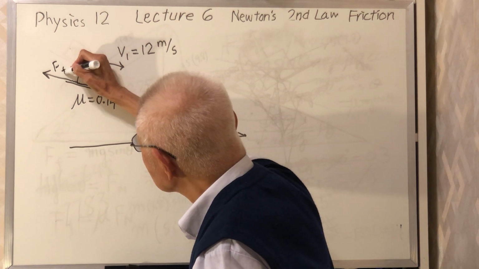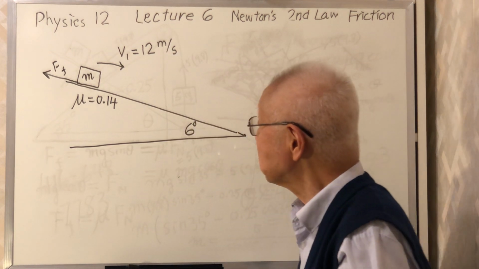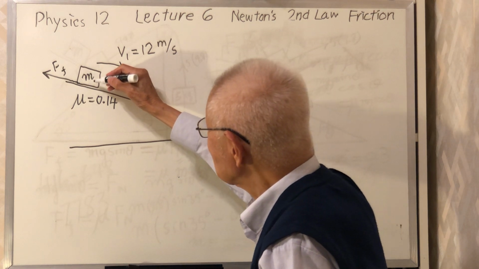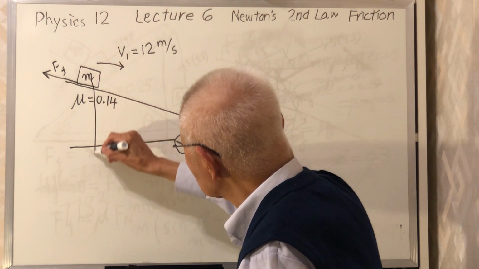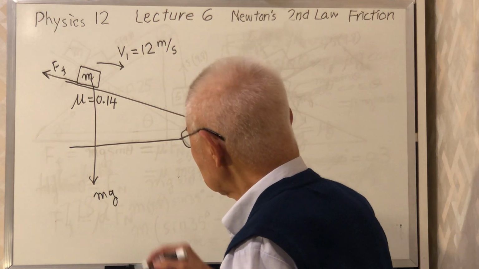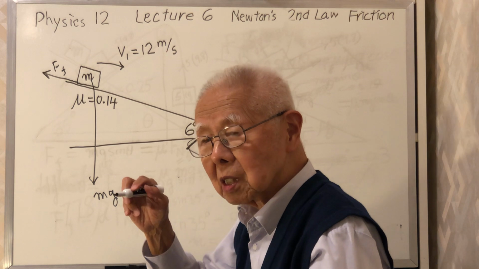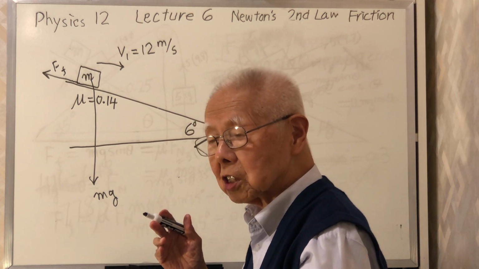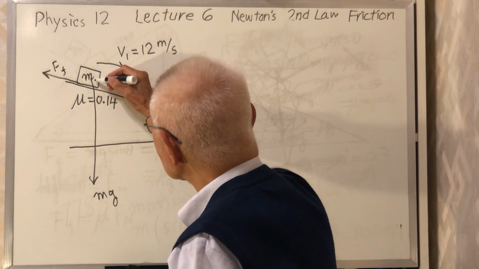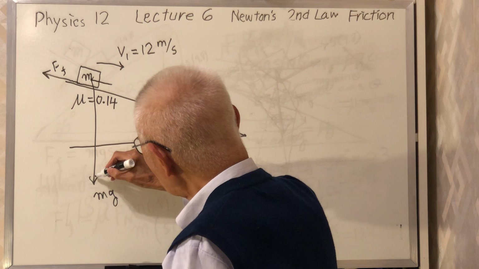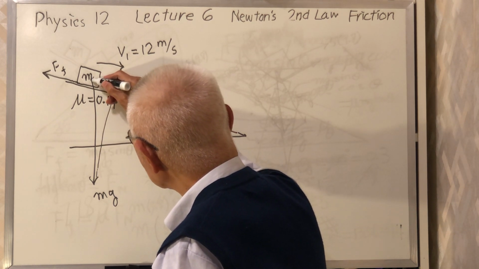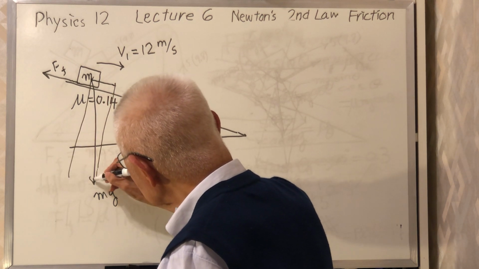F of friction. Friction force is up. There is also force of gravity, mg. As before, there is a component along the inclined plane, and there is a component perpendicular to the inclined plane. So the component along the inclined plane is this, and perpendicular is this.